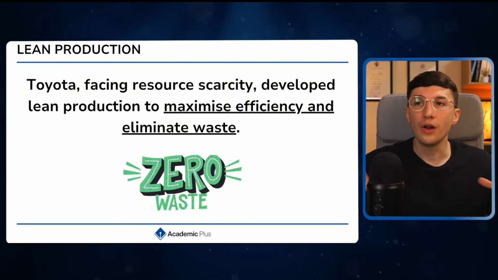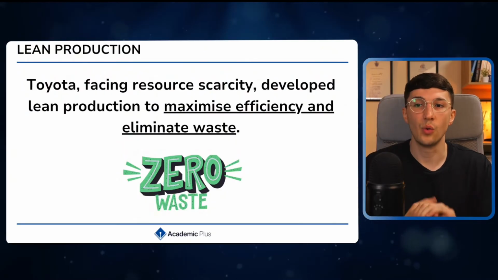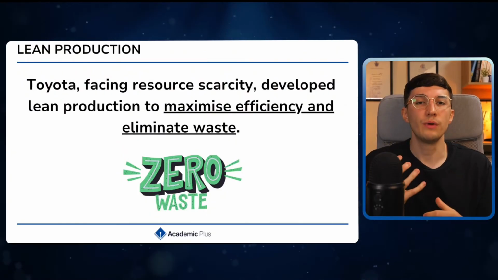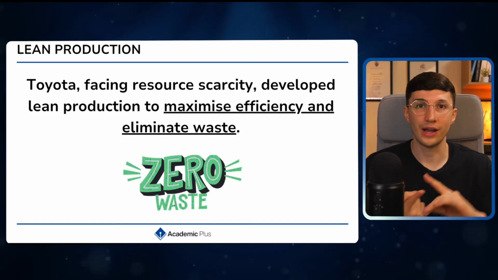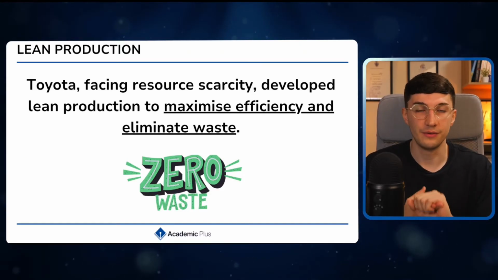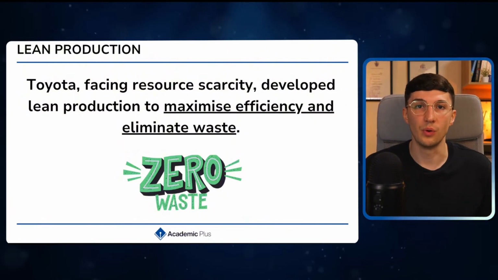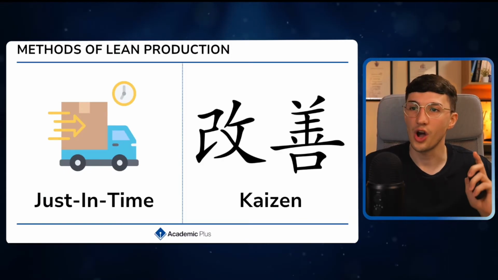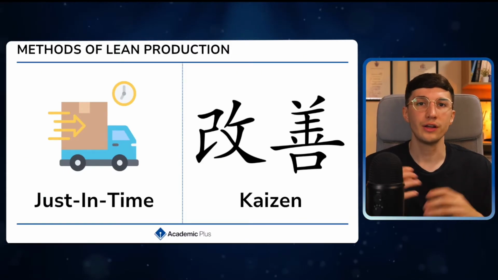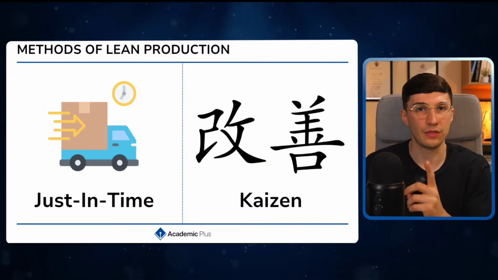Now, essentially what lean production is all about, we want to maximize efficiency and also eliminate waste. When we think about waste within a business, this can take many different forms. This could be wasted resources, defective and faulty products. It could be wasting time, and so much more. And there are two key methods of lean production that we need to learn: just in time and Kaizen. Kaizen is a Japanese term which translates to continuous improvement. More on that later in the video.